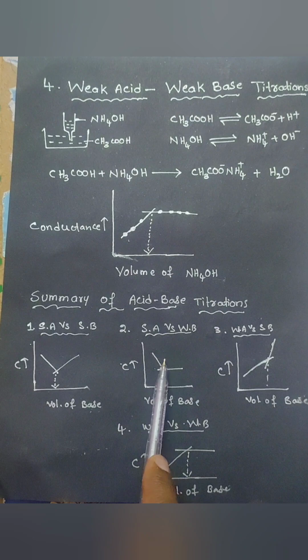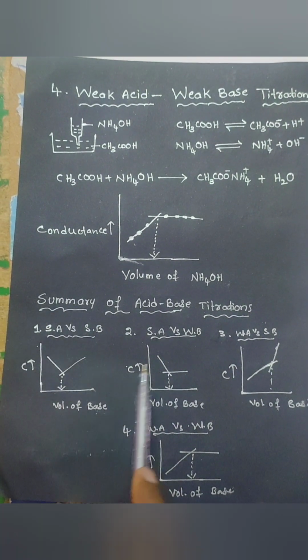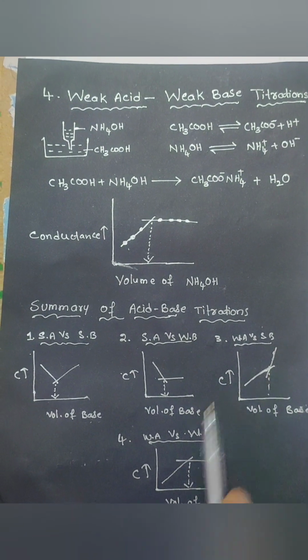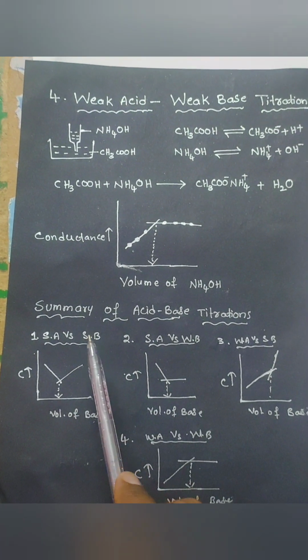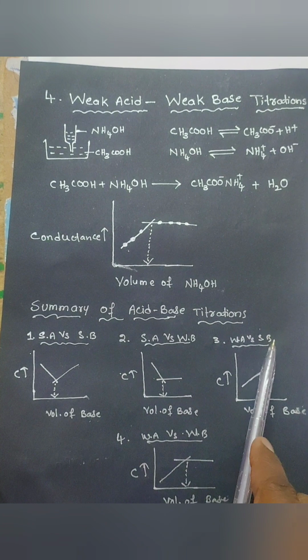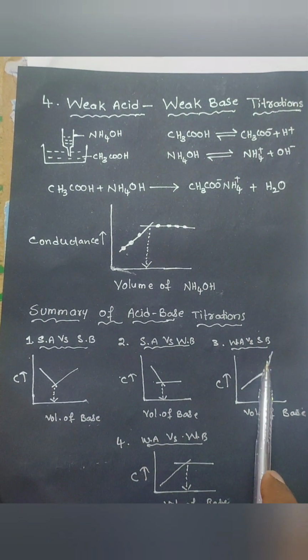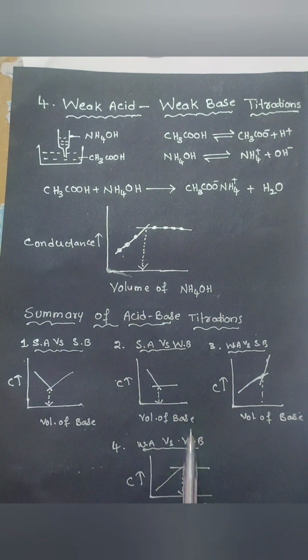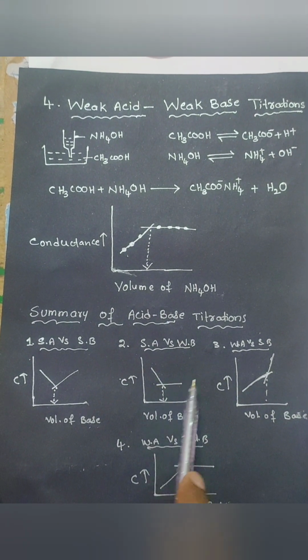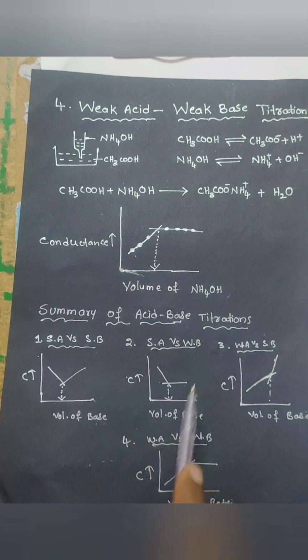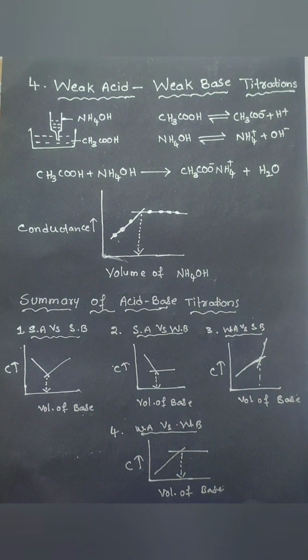Strong acid, we observe first a decrease. Weak acid, we observe an increase. And strong base, we observe an increase after neutralization. And weak base, the conductance remains constant after neutralization. So like that we can easily remember.